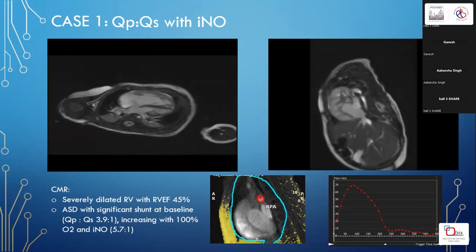So this patient was then, based on this, sent for surgical ASD closure with subsequent improvement in RV function and even the need for PH medications.